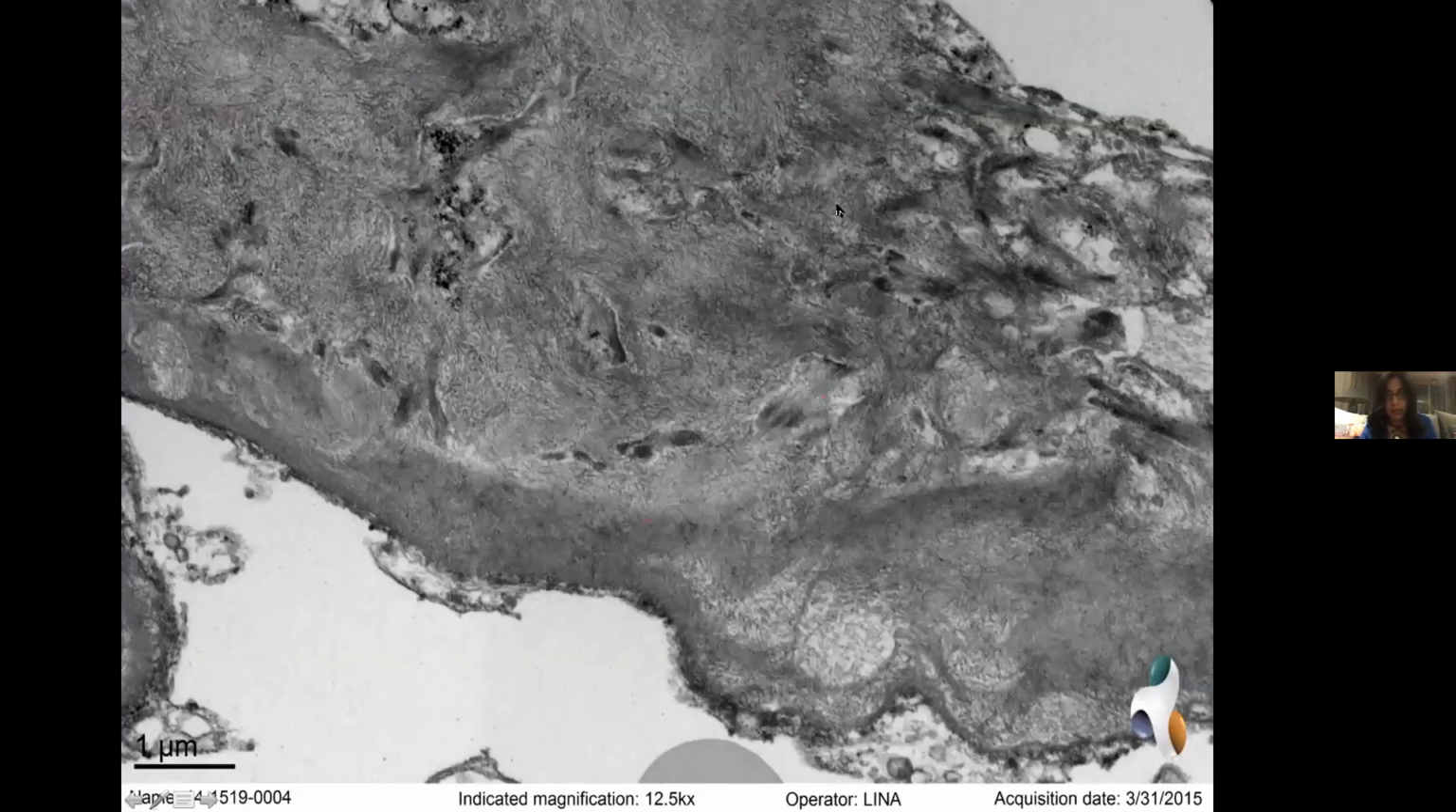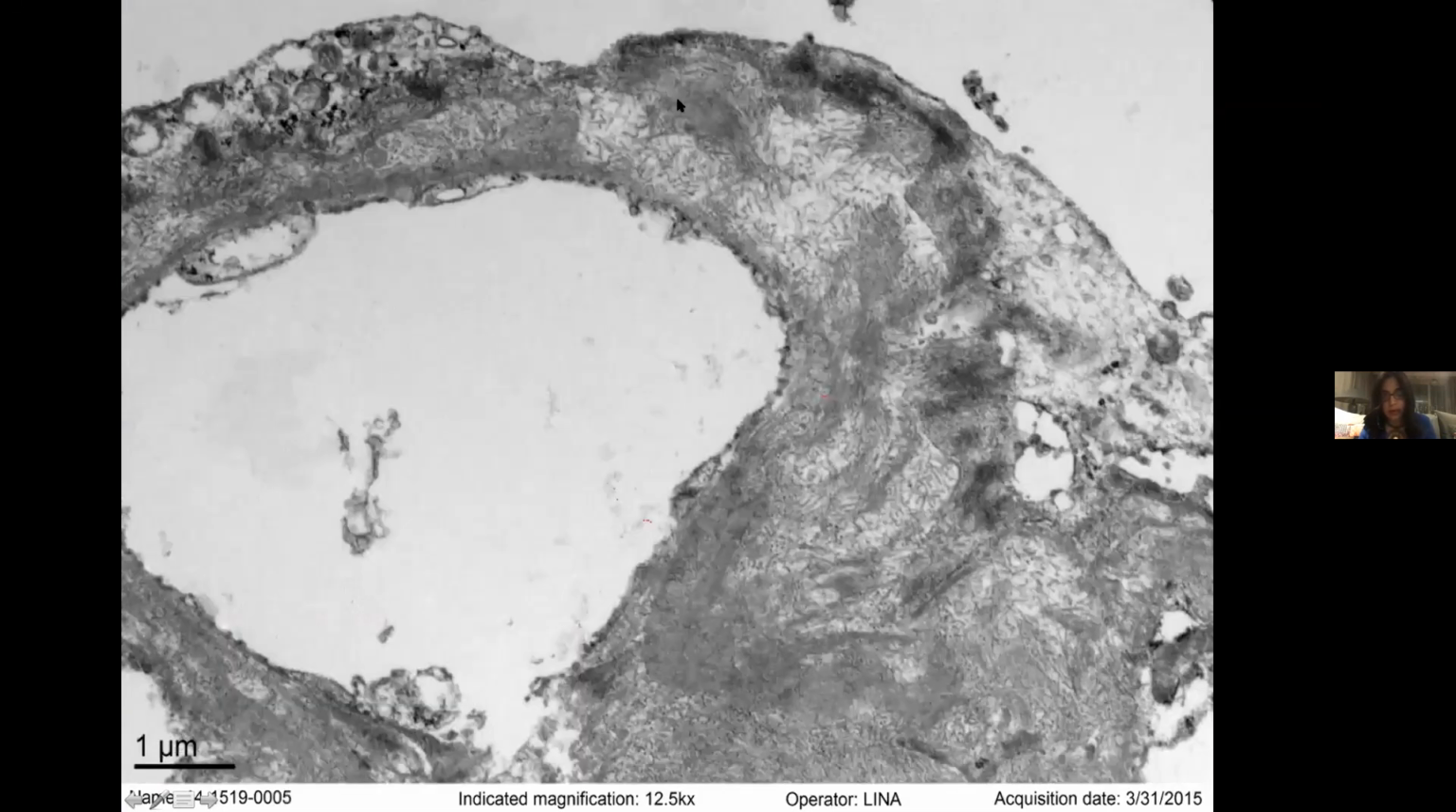And as you can see here, this was one of our patients, and you can see the fibrillar deposits everywhere. And on a higher power, this is the glomerular basement membrane, and you can see the fibrils here. And this was fibrillary GN.